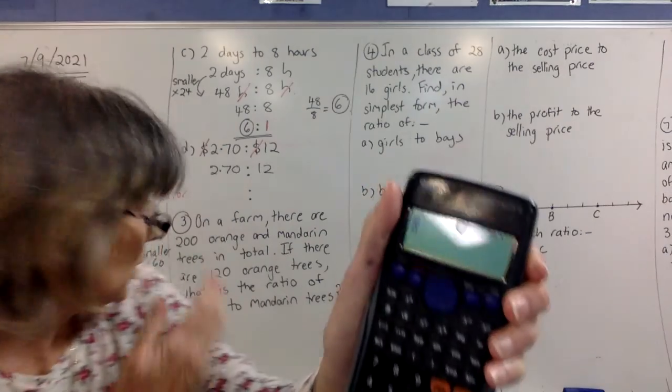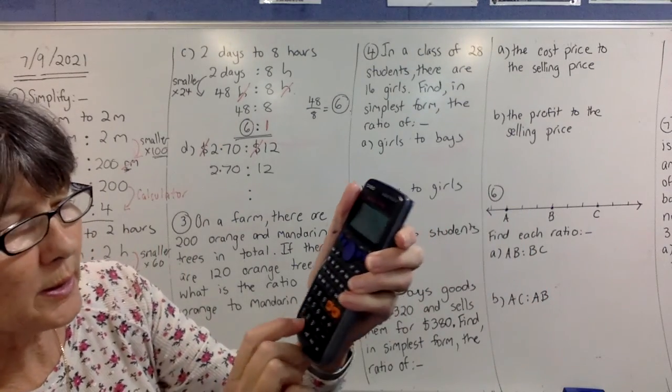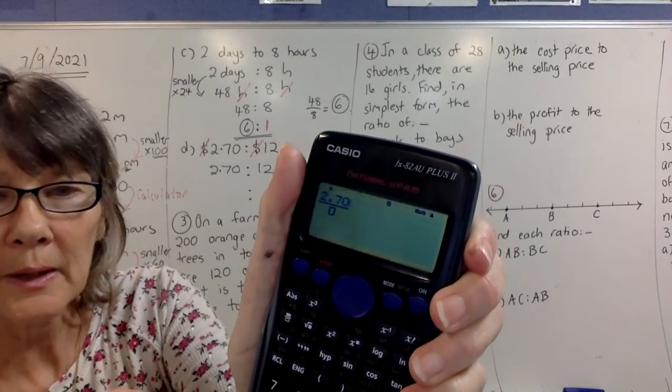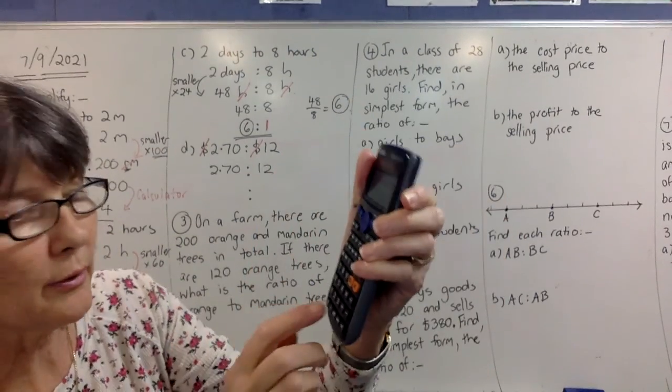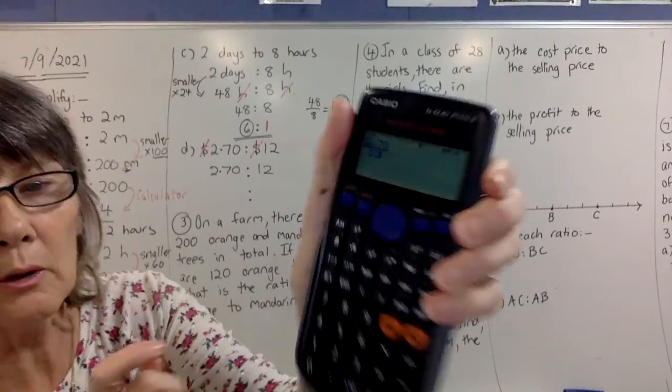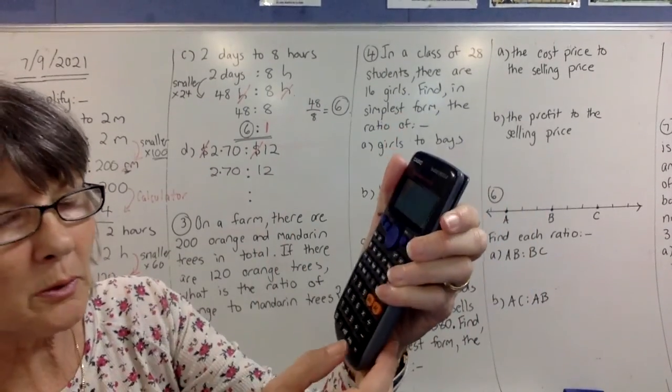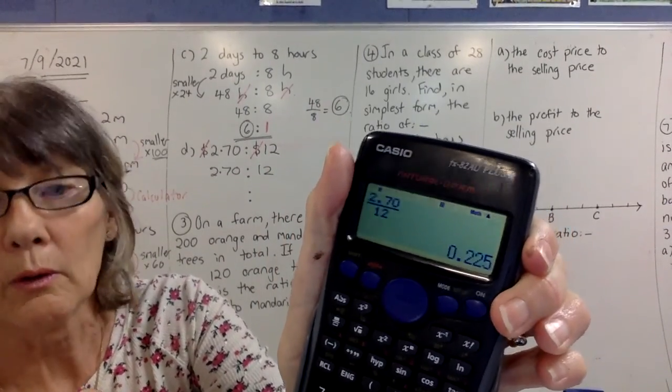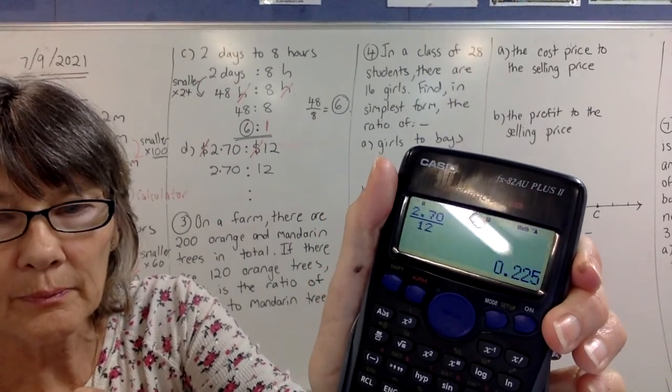So we press our fraction key. We're going to put 2.70 on the top. You can put decimals on your calculator in the fraction key. Then we go down arrow, and on the bottom we're going to put 12. And then we press equals. Whoa, that's not what we want, is it?